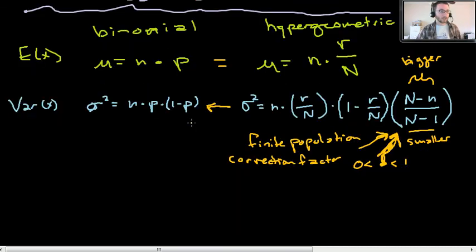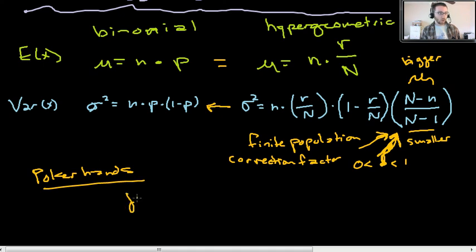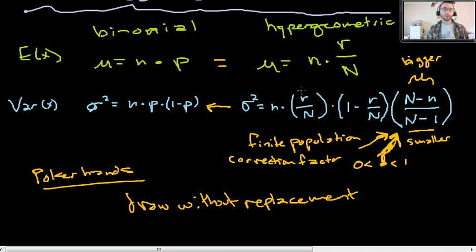It has a lot of applications. One of the most famous and popular is poker hands, and I'm probably going to make a video about poker hands soon to demonstrate that. But hypergeometric is really useful whenever we draw without replacement. Similar to the binomial, but we just have a small population.